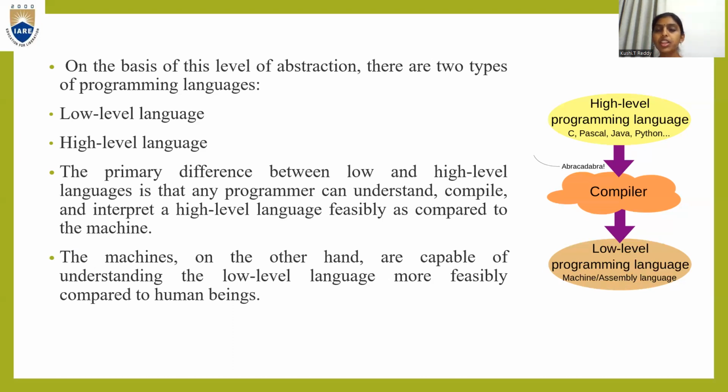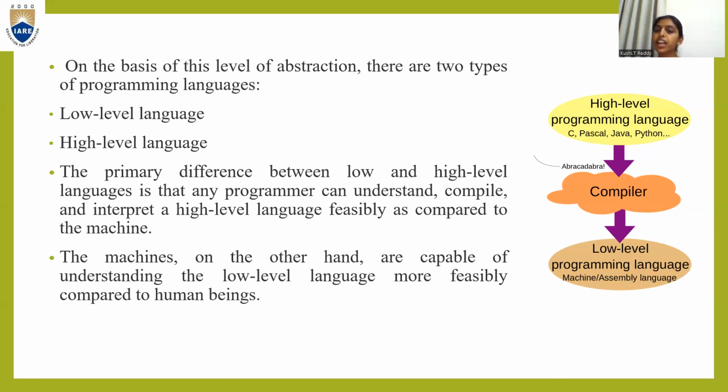When you compare, a high level programming language is easy to understand, compile or interpret, and it is more feasible to human beings when compared to machines. Coming to the other hand, the low level language is very efficient for machines. Machines can easily understand this low level language. They can easily interpret, analyze and give the output with the help of this low level language. So both have their own pros and cons.